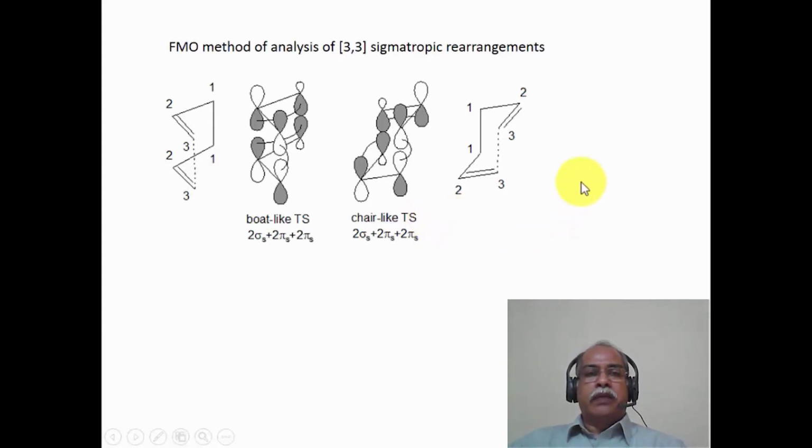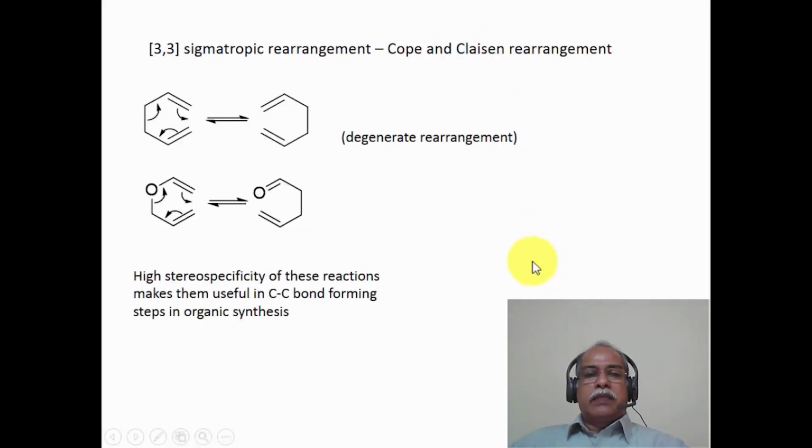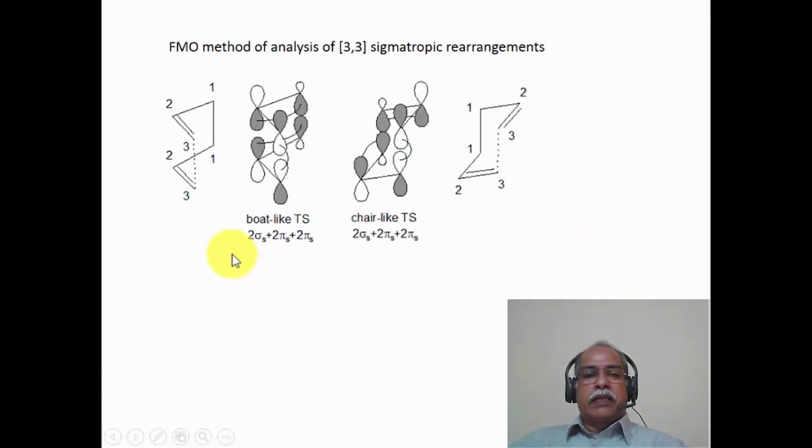Now the frontier molecular orbital method of analysis of 3,3 sigmatropic rearrangement is shown here. Because these reactions involve a 6-membered cyclic transition state, one can model the 6-membered cyclic transition state as a boat type of a transition state or a chair type of a transition state. The chair type of a transition state is energetically about 2 to 3 kilocalories more favored compared to the boat type of a transition state. So the reaction is often explained by the formation of the chair type of transition state, resulting in the formation of a particular product which can be explained only from the chair-like transition state and not from the boat-like transition state.